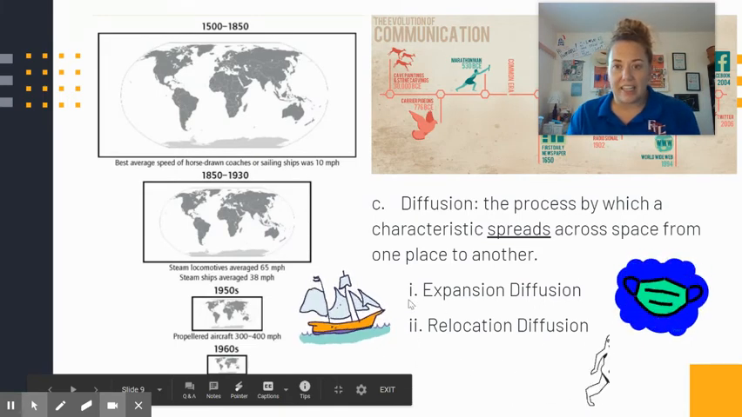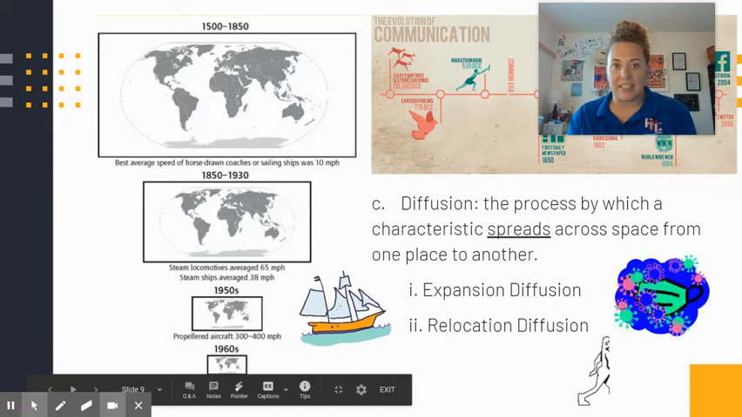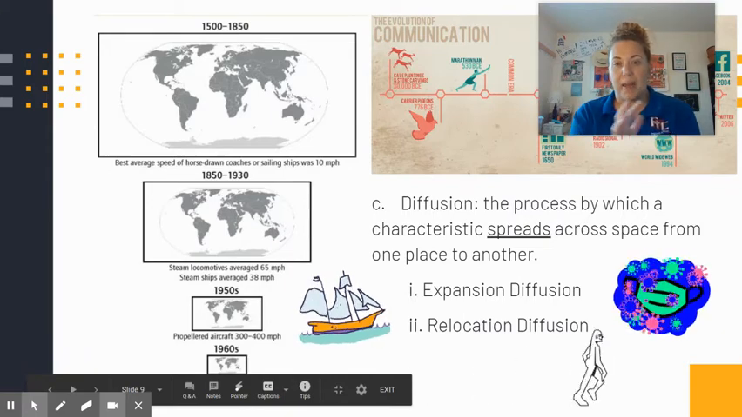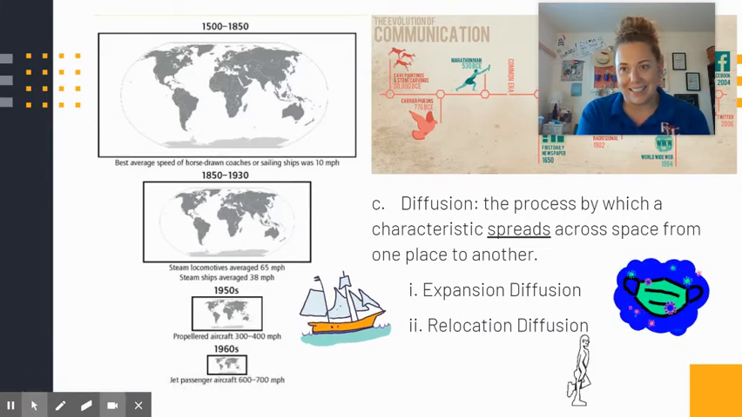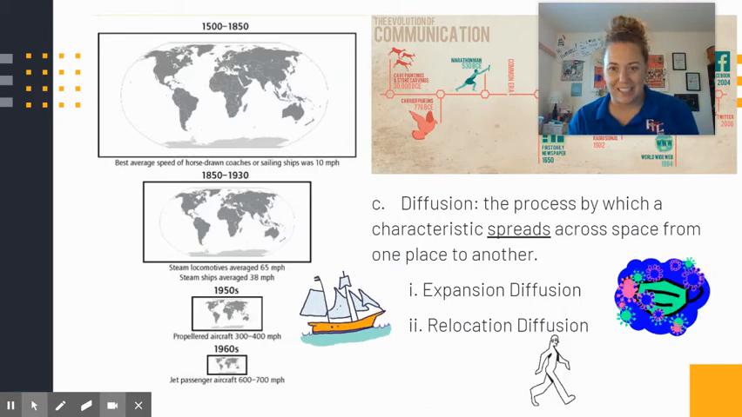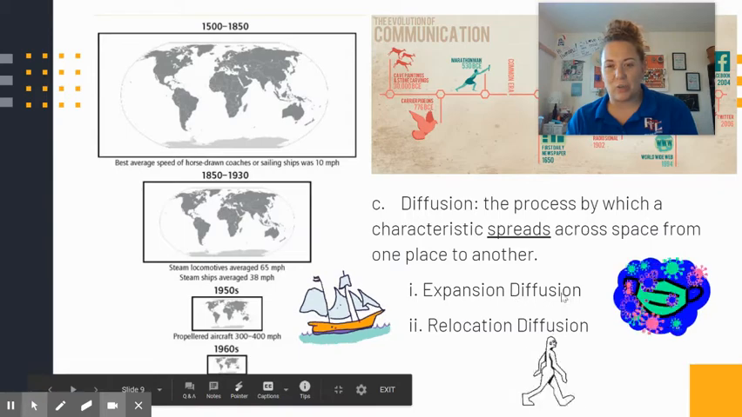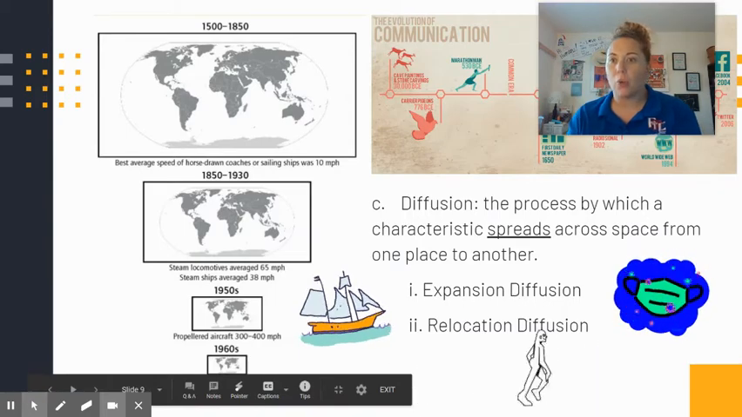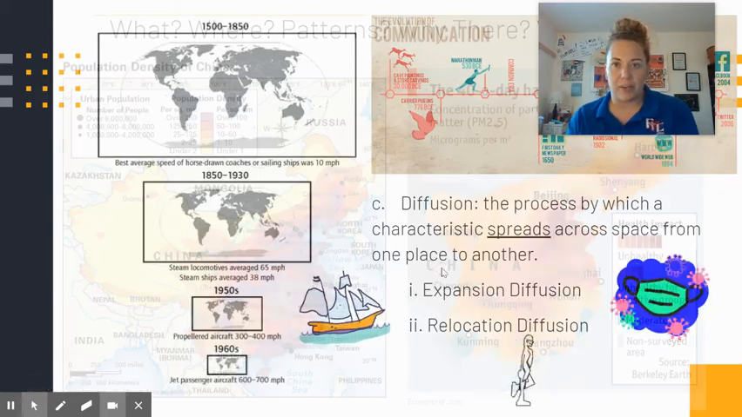Diffusion is the way that things spread from one place to another. And obviously the rate of diffusion is dependent on time distance and distance decay and time-space compression. Okay, make sure you guys understand relocation and expansion diffusion. We're going to go into that deeper in our next unit.